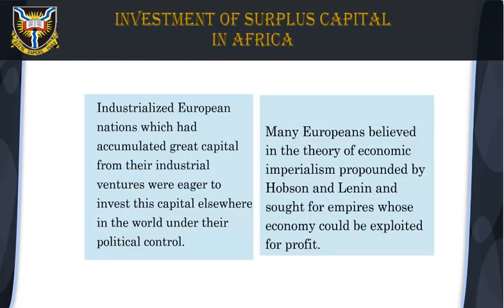Industrialized European nations, which had accumulated great capital from their industrial ventures, were eager to invest this capital elsewhere in the world under their political control. Many Europeans believed in the theory of economic imperialism propounded by Hobson and Lenin and sought empires whose economy could be exploited for profit.